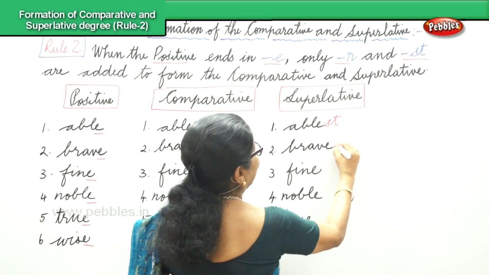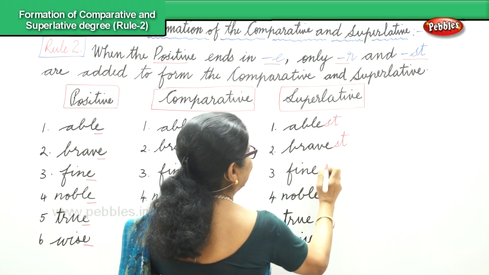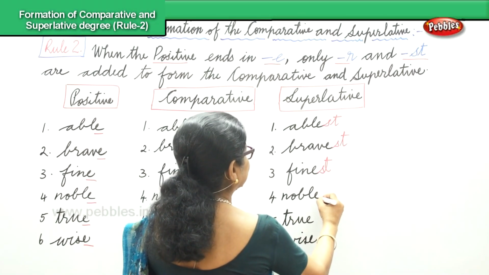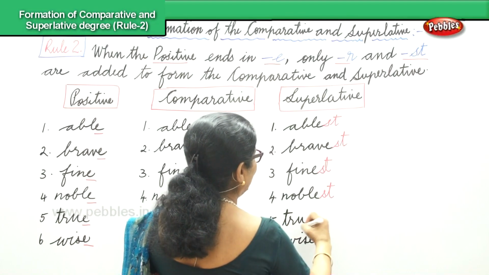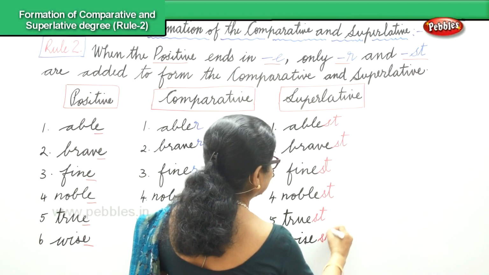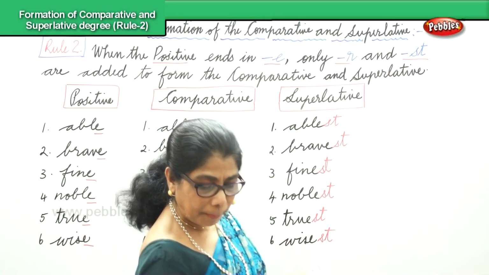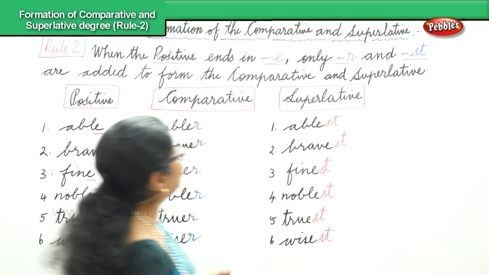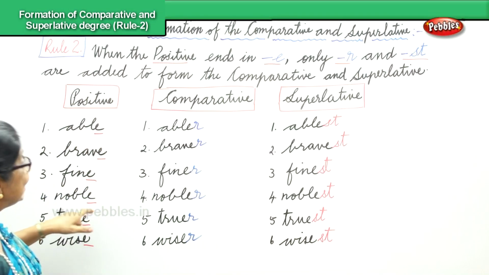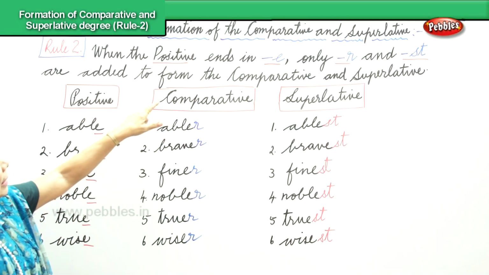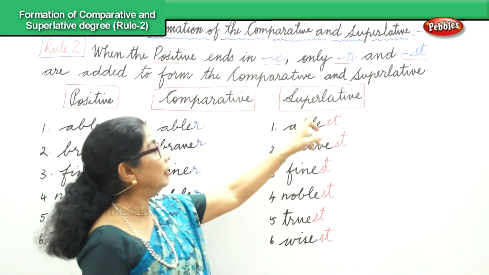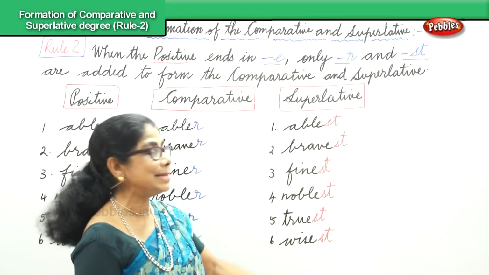Bravest, finest, noblest, truest, and finally wisest. We form the superlative by adding ST. Now, the second rule says when the positive ends in E, the comparative is formed by adding R, and the superlative is formed by adding ST.